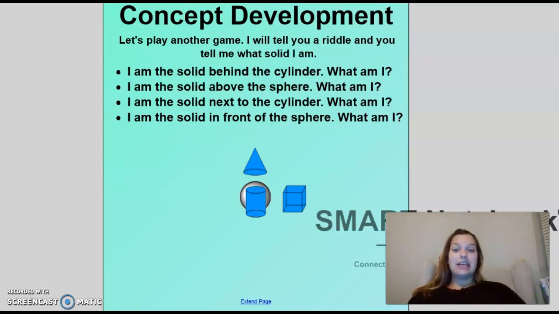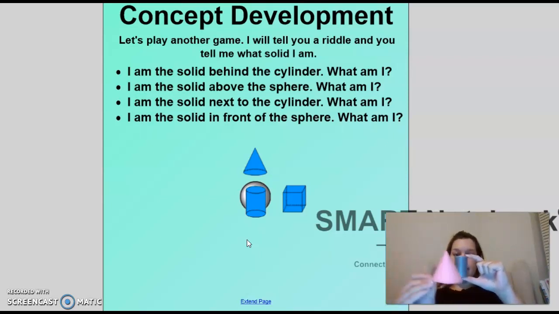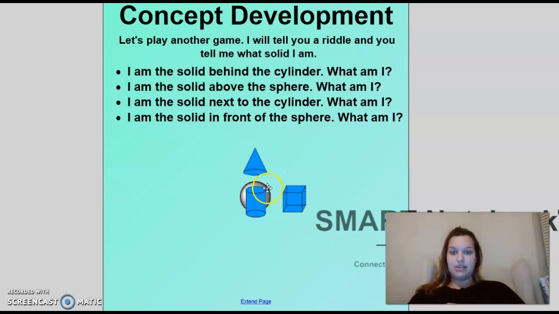Okay, here is our first hint. Looking at the picture, which is down here, I am the solid behind the cylinder. So what is behind our cylinder in our picture? Is it the cone? No. Is it the sphere behind the cylinder? The sphere is behind the cylinder in my picture.